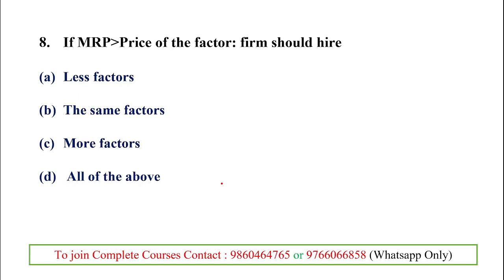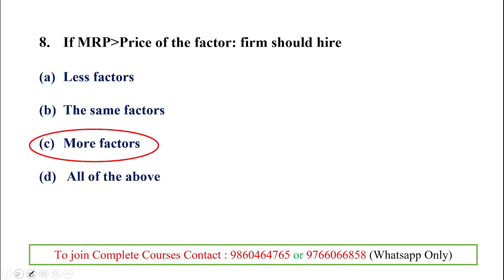The next question is related to the MRP being greater than the price of the factor, or the marginal revenue product of the factor is greater than the price of the factor. The firm should hire which quantity of the resources here: less factors, the same factors as at the earlier stage, more factors, or all of the above. Here the MRP means the marginal revenue product, and the price of the factor is the cost of getting that factor.